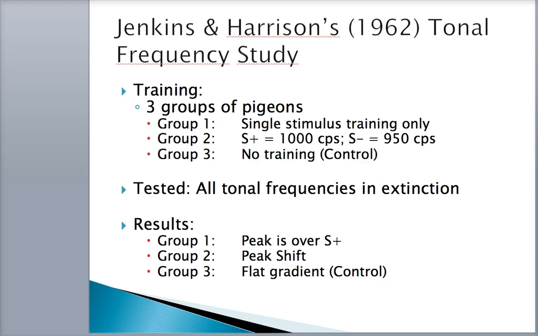So here is a study by Jenkins and Harrison in 1962, and they used tones with pigeons. And they trained three groups of pigeons. Group 1 got single stimulus training only. Group 2 got an S plus that was 1,000 cycles per second. That's the same stimulus used for Group 1. They both get S pluses, and it is 1,000 cycles per second, which is a tone. Beep. The S minus is 950 cycles per second, slightly lower, and they tested tonal frequencies for all of the groups.